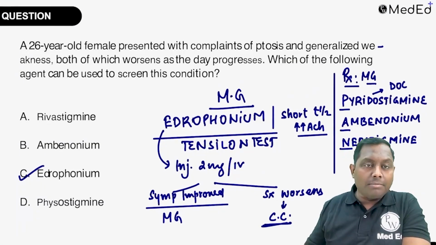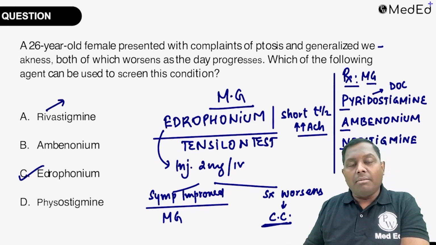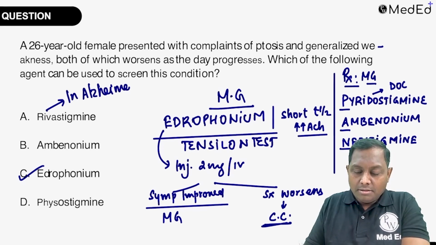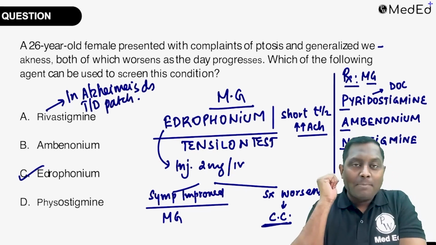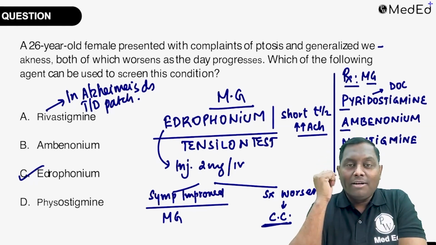What is rivastigmine, guys? Rivastigmine is also a tertiary amine under reversible acetylcholinesterase inhibitors. It is mainly utilized in Alzheimer's disease. It's also available as a transdermal patch. So in 2023 this question was asked: a patient is not able to tolerate oral drug, which of the following drugs will be utilized in this patient?